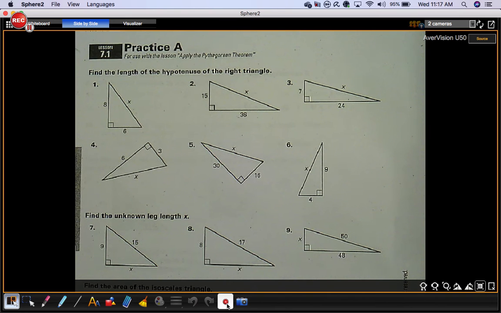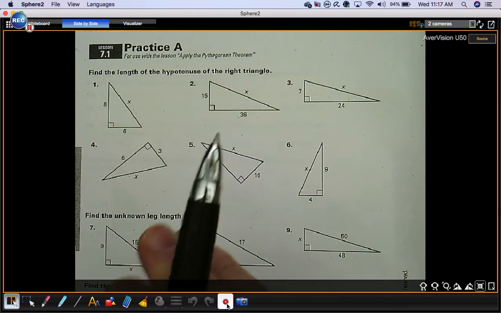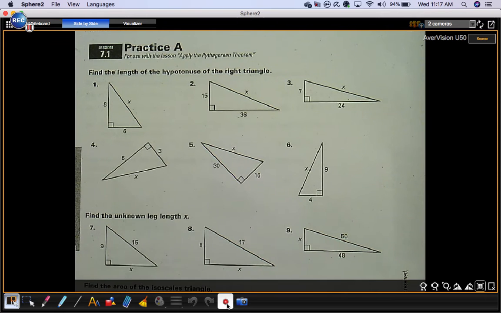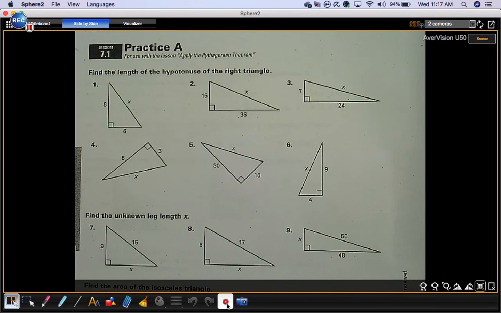This is practice A for section 7.1. Some good things to have beside you when you're doing these problems would be your list of Pythagorean triples, calculator, maybe even your perfect square list. Okay? That'll help you a lot.